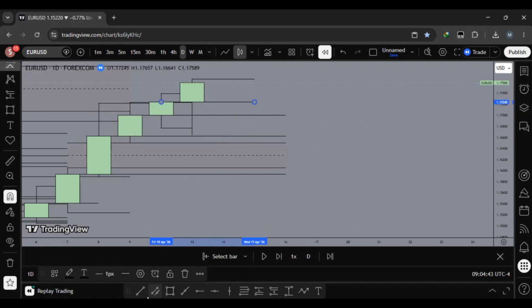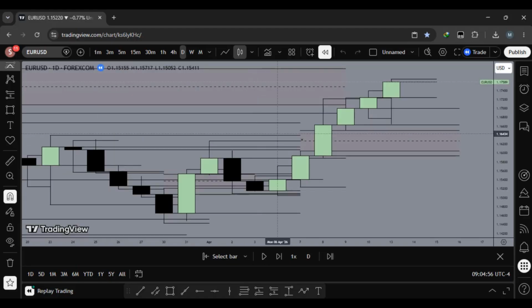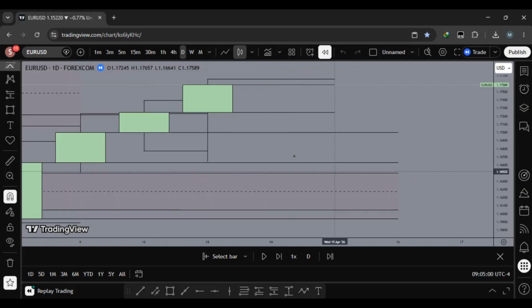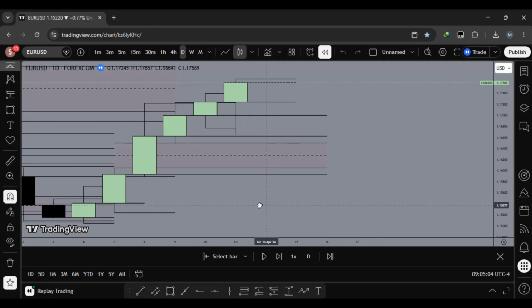So you mark your closing price. Don't conclude that because we have a higher high, higher close, market will go up. No, we will not conclude. So we have to wait to see what price does. Let's see what price does, guys.